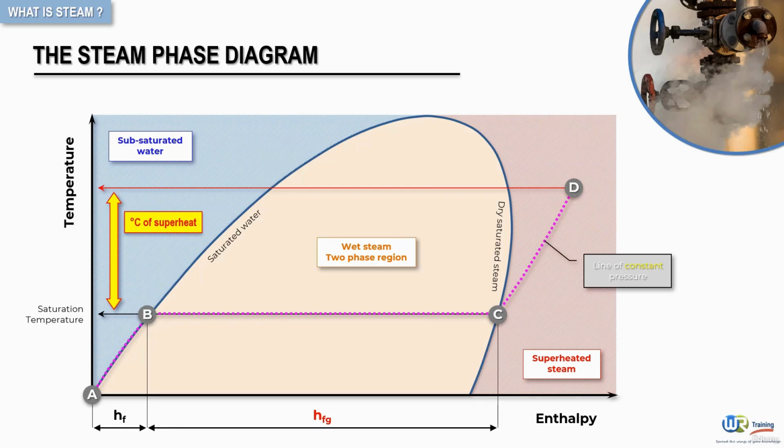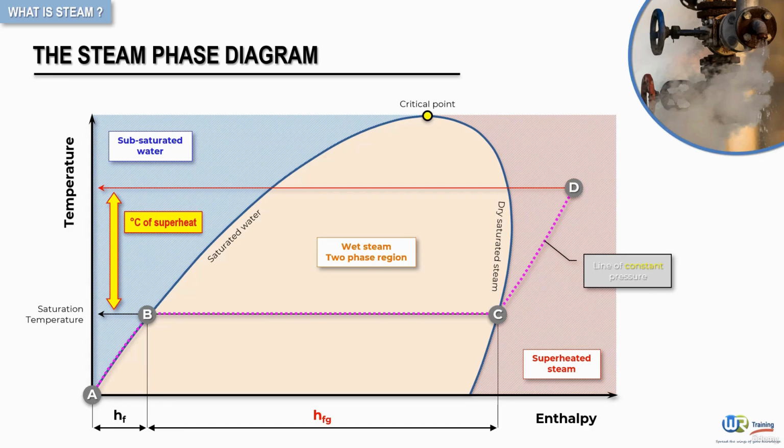The saturated water and saturated steam lines enclose a region in which a water-vapor mixture exists. This mixture is referred to as wet steam. In the region to the left of the saturated water line, only water exists, and in the region to the right of the saturated steam line, only superheated steam exists. The point at which the saturated water and saturated steam lines meet is known as the critical point.